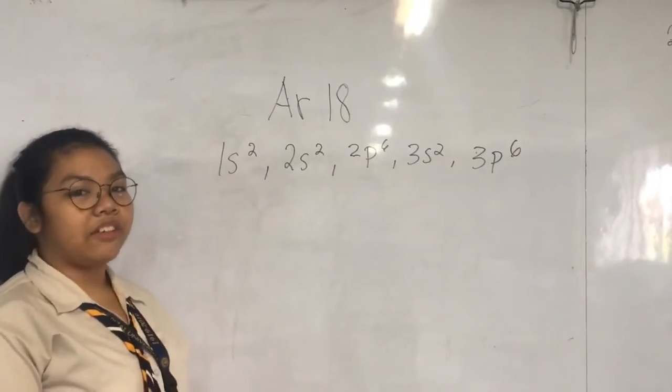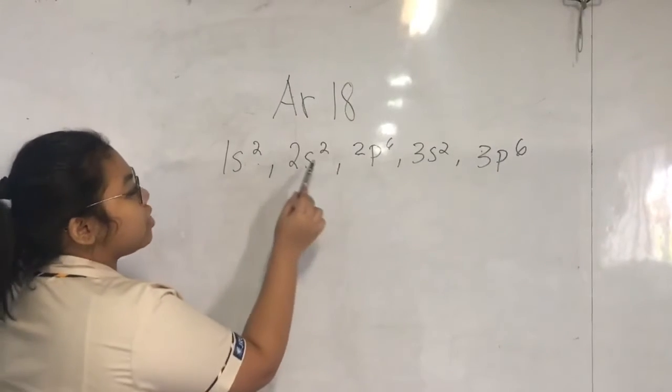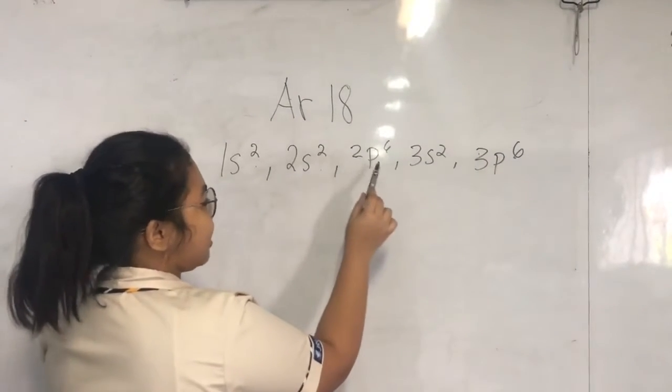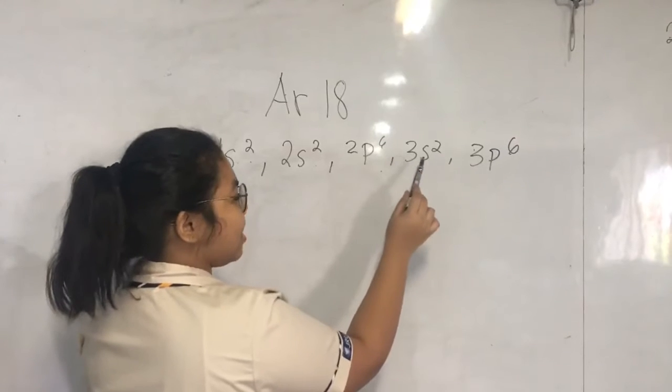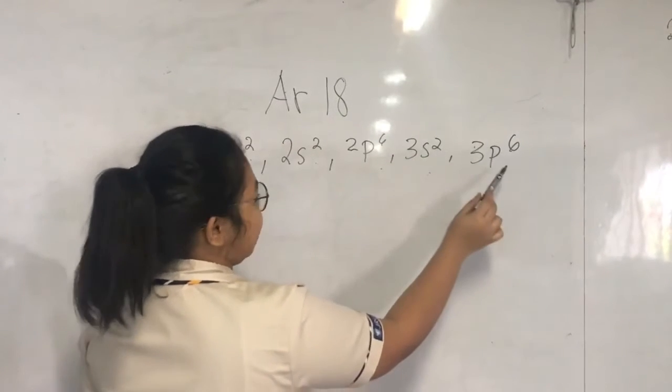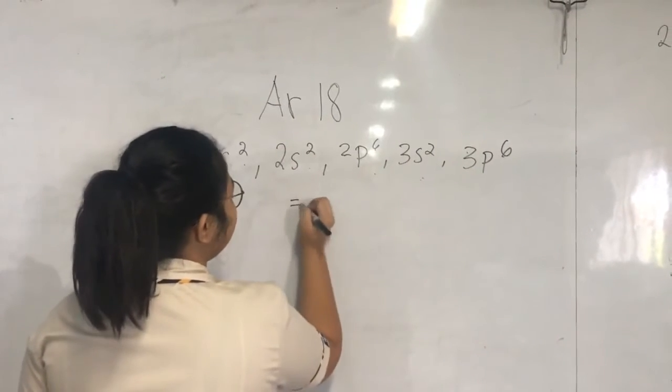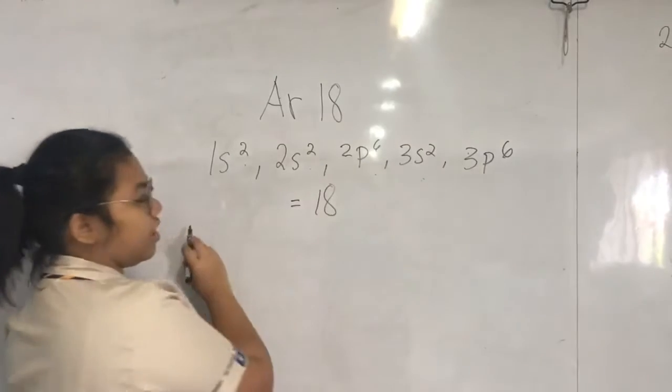Now let's try to count the electrons. 2 plus 2 is 4, 4 plus 6 is 10, 10 plus 2 is 12, and 12 plus 6 is 18. So we got the right formula.